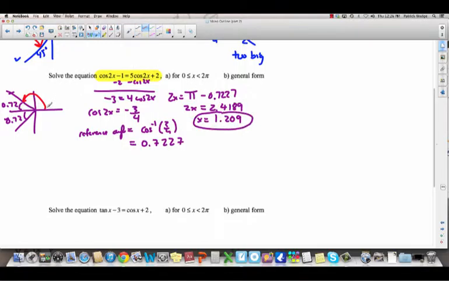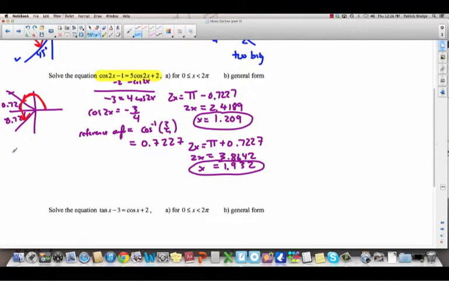How do we get this one here? We take pi again, which is 180 degrees, and we add our reference angle 0.7227. Is that what x equals? No, it's how much 2x equals. Take your calculator, add those. You're going to get 3.8642. Divide by 2, x equals 1.932.